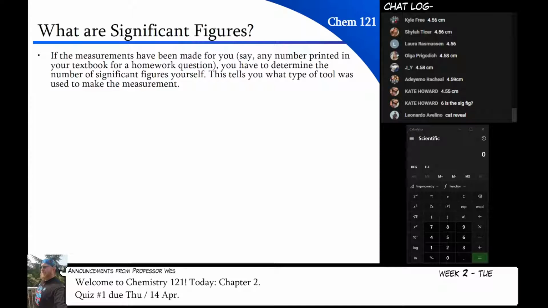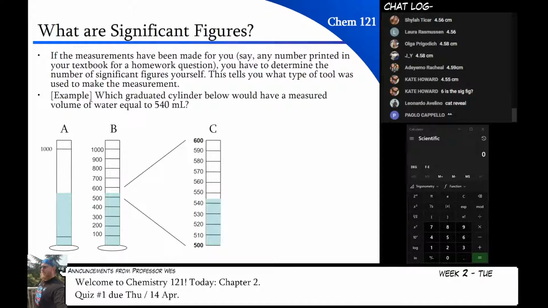So what we need to do now is we need to understand what a number means when you just see the number. So I'm going to give you this number here, and I'm going to give you a bunch of graduated cylinders. So before I start the problem, I don't know why there is this mark here, but at the very bottom of each of these is 0.